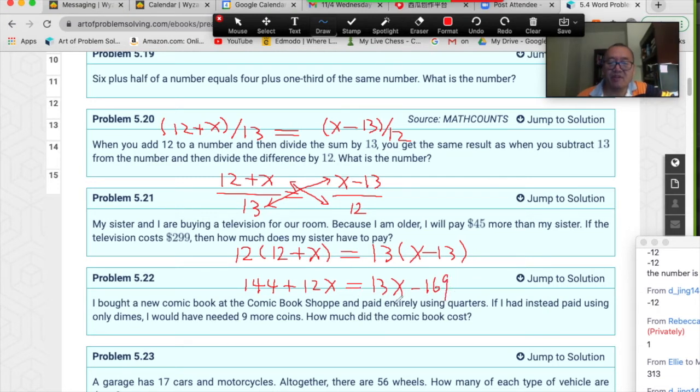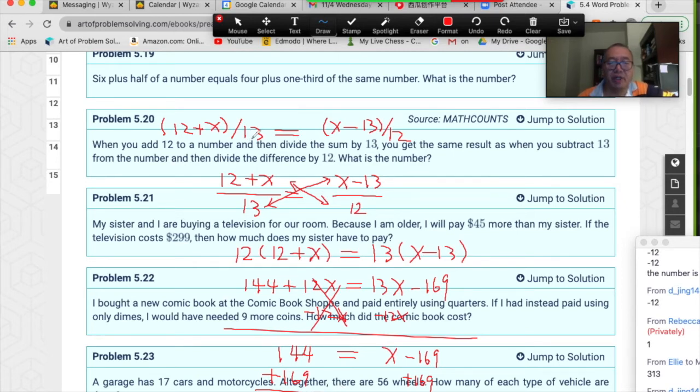Then both sides minus 12x. So on the left side, this comes out. Right side, this is x minus 169 equals the left side, that's 144. So then both sides plus 169. Then you get x equals 313. Okay, so this is the final answer.